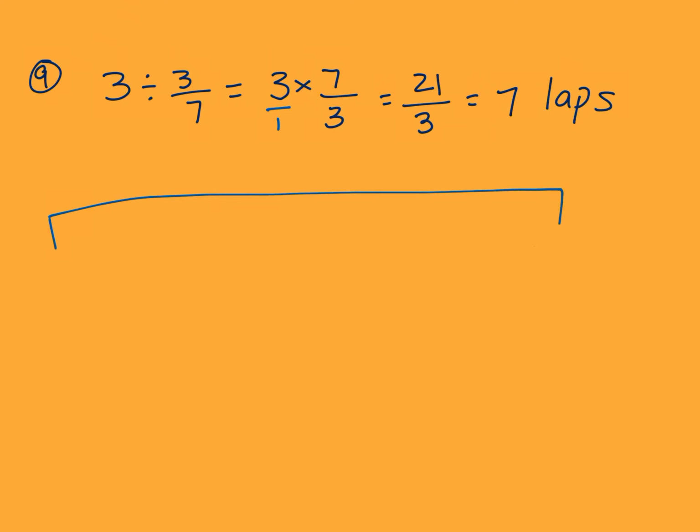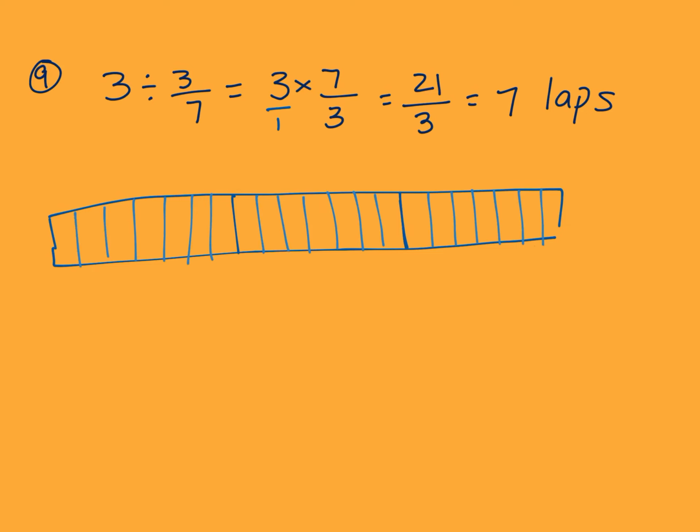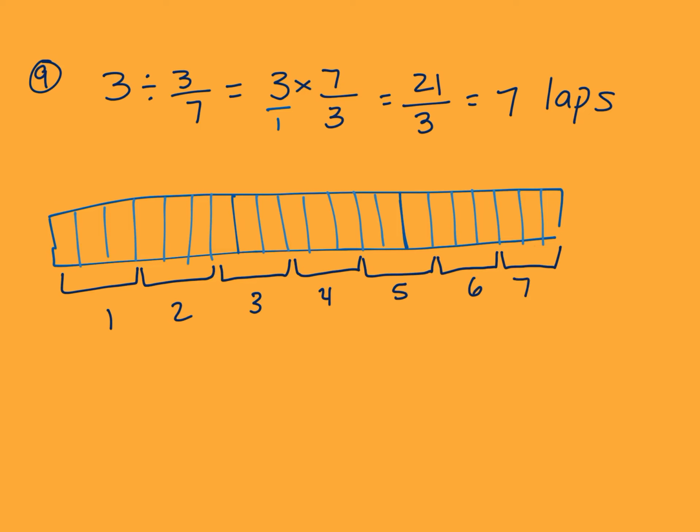For a diagram, we want 3 miles total. But if we split them into 7 parts and then broke them up into groups of 3, we can see that it will take 7 of those to make the full 3 miles.